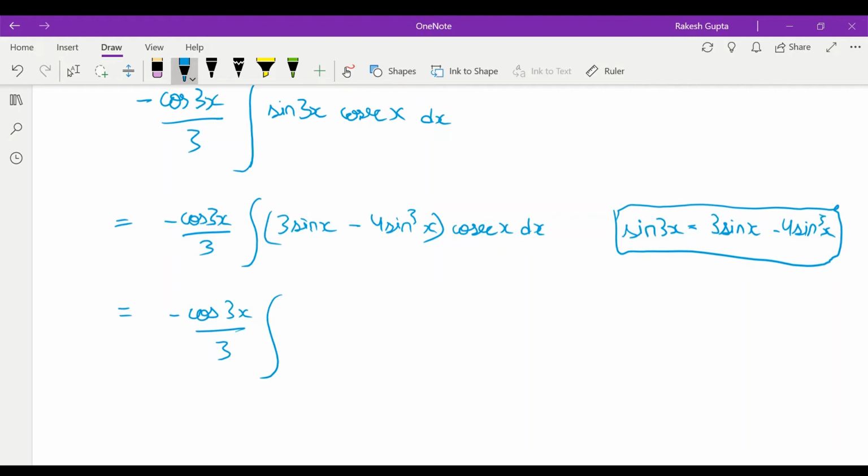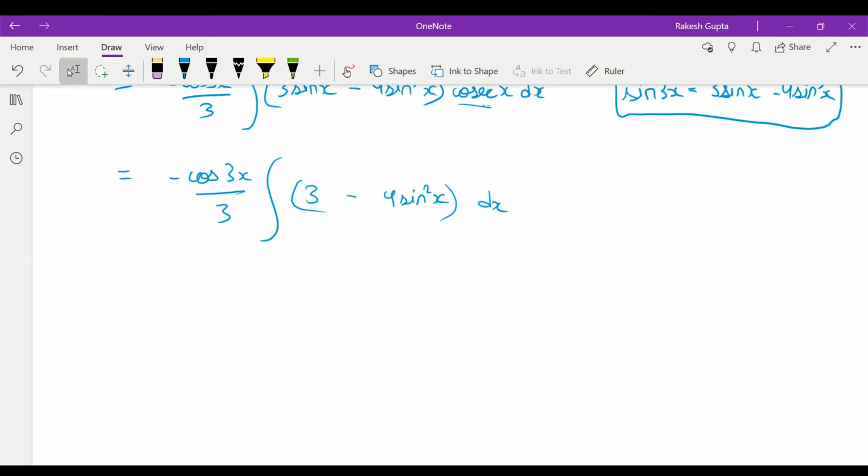Now I'm going to multiply. As you know, cosecant x is nothing but 1 by sine x. So this is just going to give us 3 when I multiply 3 sine x with cosecant x, and when I multiply 4 sine cube x with cosecant x, I'm going to get 4 sine square x, as one of the sines in the numerator gets cancelled with the sine in the denominator. Now we solve further.